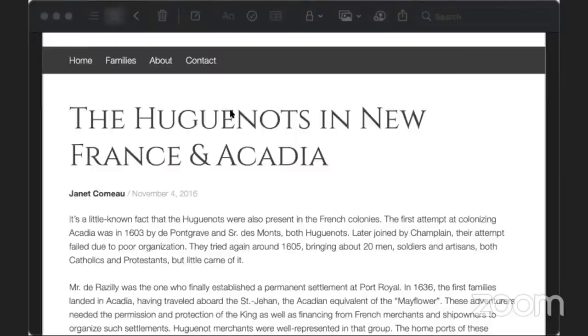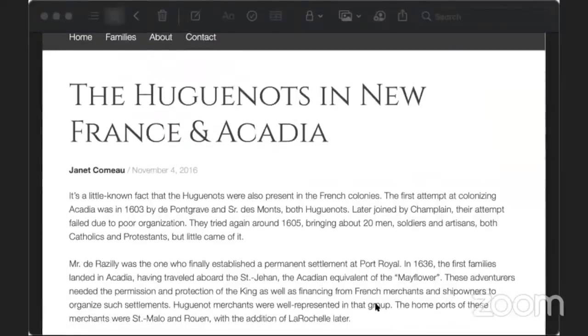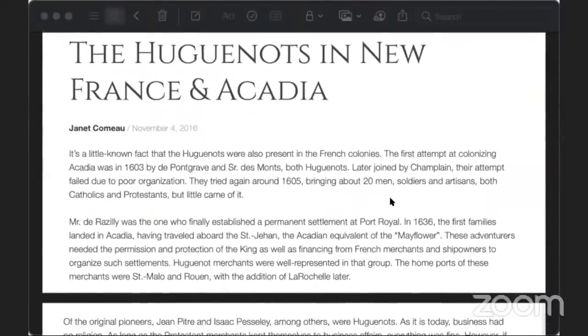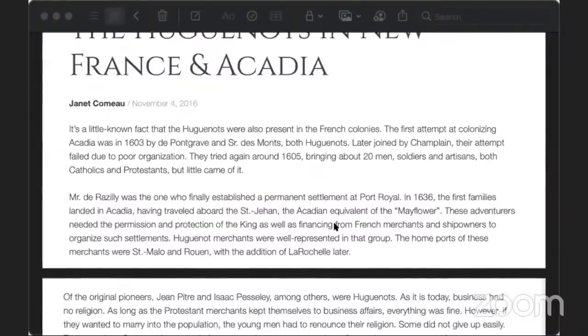Let's go. It is a little known fact that the Huguenots were also present in French colonies. The first attempt at colonizing Acadia was in 1603 by Pontgrave and Sir Desmonts, both Huguenots, both what? Moors, Moorish people, yes. Later joined by Champlain, another Moor, their attempt failed due to poor organization. They tried again around 1605, bringing about 20 men, soldiers and artisans, both Catholics and Protestants, but little came of it. Mr. de Rasili was the one who finally established a permanent settlement at Port Royal.